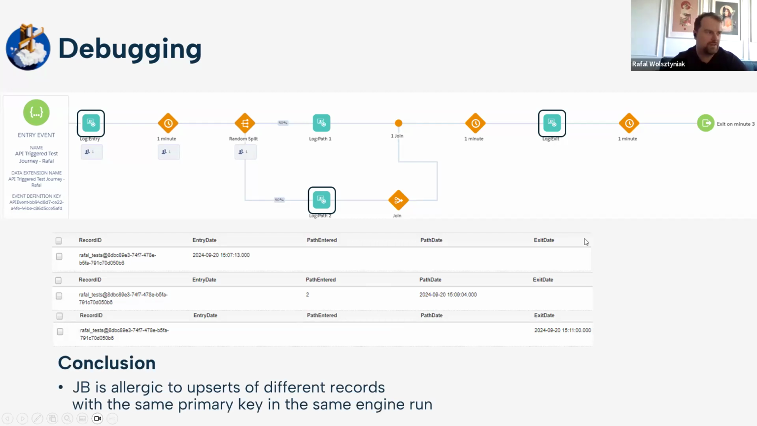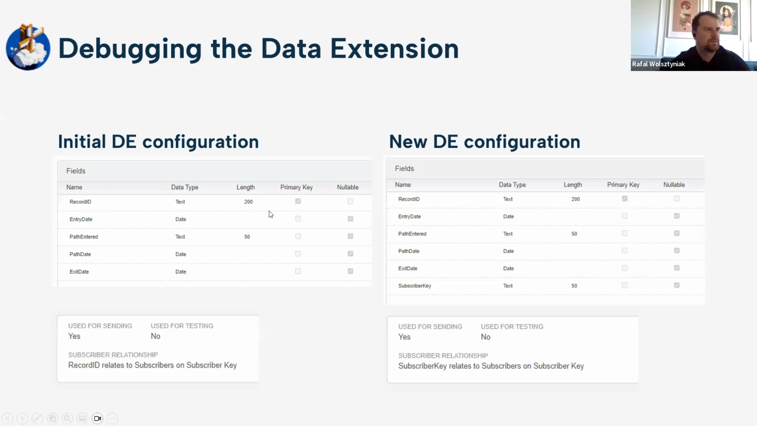So my conclusion was that Journey Builder is kind of allergic to upserts of different records with the same primary key in the same engine run. So since those three records have the same ID, it somehow caused this to fail, and this setup is incompatible with what we want to achieve. So I also changed it. First, because my data extension did not contain a subscriber key, I added it in a second test run, and I related the subscriber key to subscriber key and had my record ID.